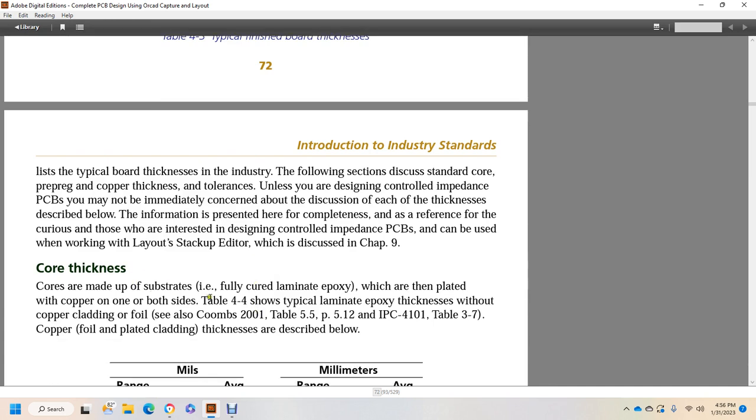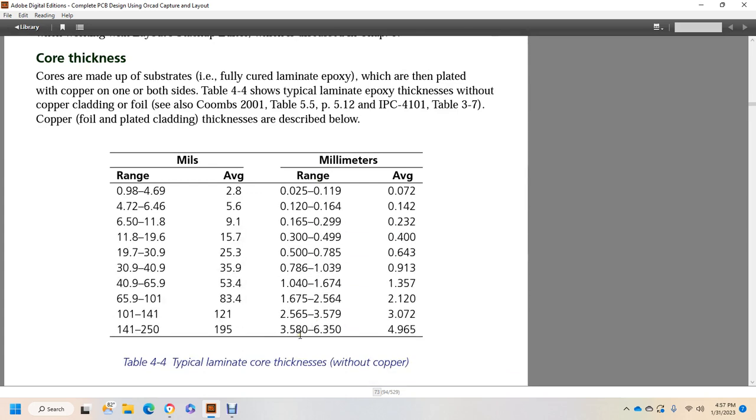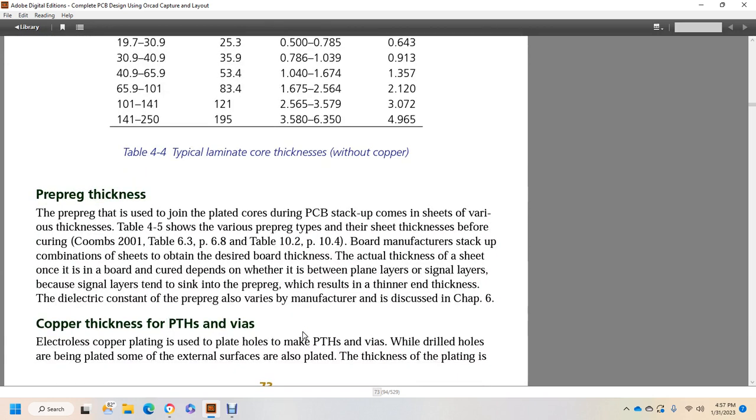Cores are made of a substrate with fully covered laminated epoxy, which is plated with copper on both sides. Table 4.4 shows the typical laminated epoxy thickness without copper cladding or foil thickness, as described below. It shows the millimeter ranges and averages. And that's your typical laminate core thickness without copper.